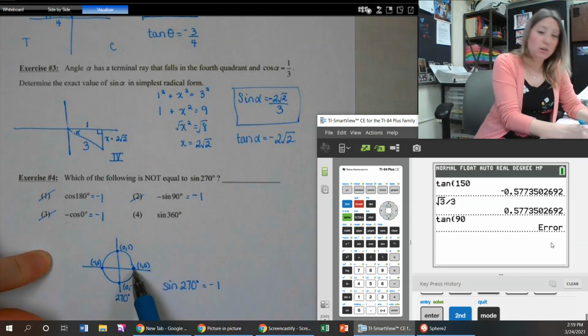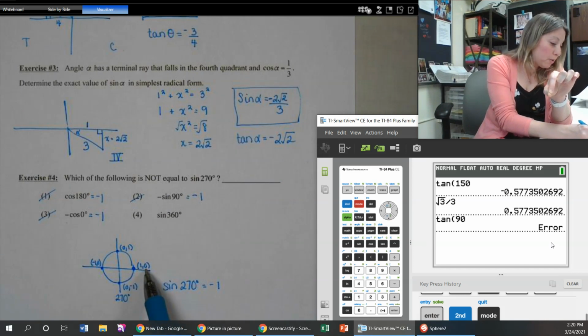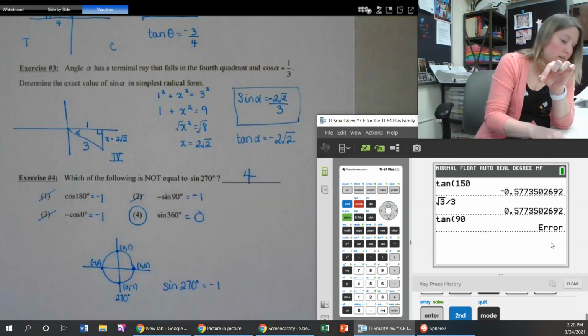Sine of 360, well, 360 is the same as 0 degrees as far as the point goes. So that means it's equal to 0. And that's got to be my correct answer. Watch.